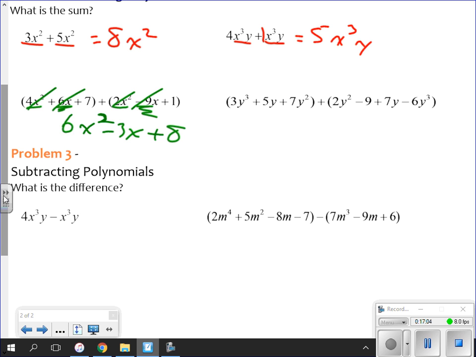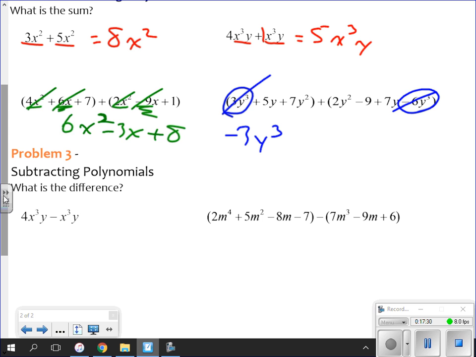So, same thing on this one. I go, all right. What do I start with? I start with 3y cubed. Do I have any other y cubes? Yeah. So how many y cubes do I have all together? I've got 3 minus 6 gives me negative 3y cubed.